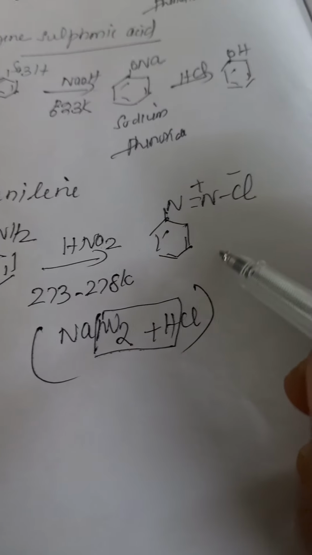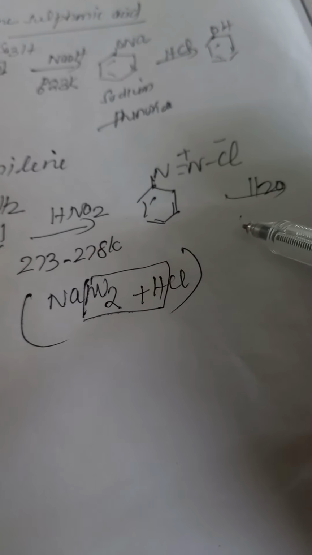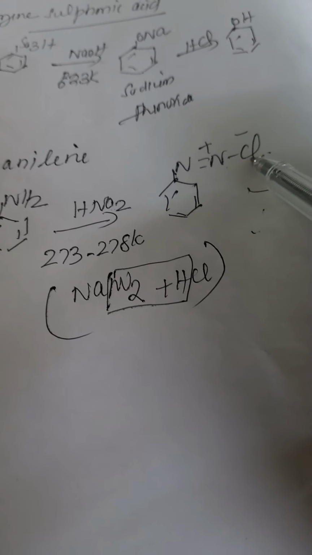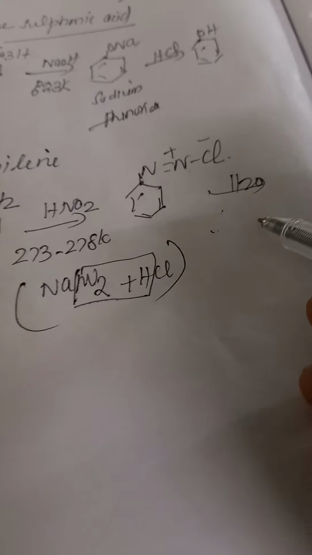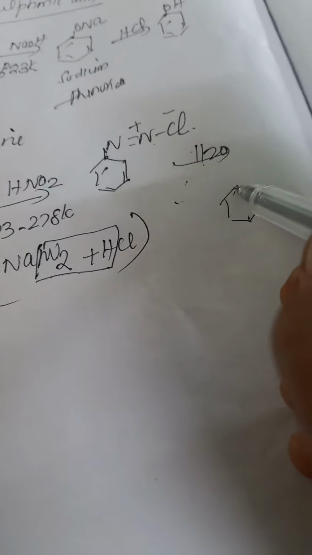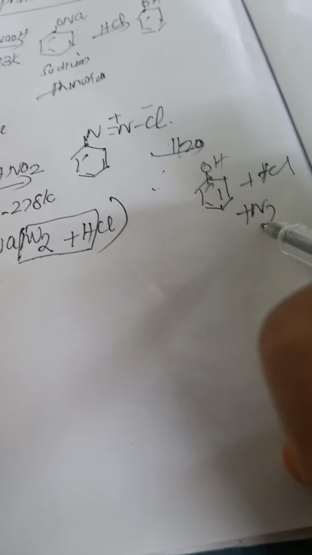Then this is treated with hot water in the presence of a mineral acid. So this is more electronegative, this is electropositive. So HCl removed, remaining OH is replaced here. HCl removed plus N2. This is N2. N2 is also removed. So phenol we are getting.